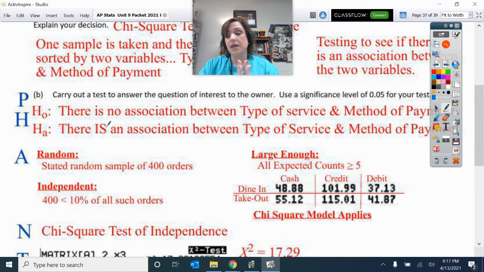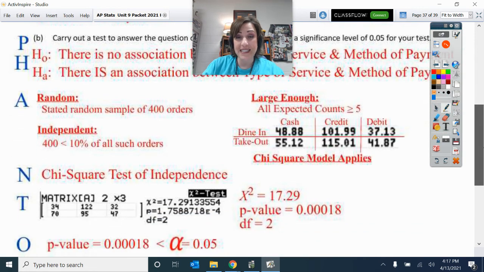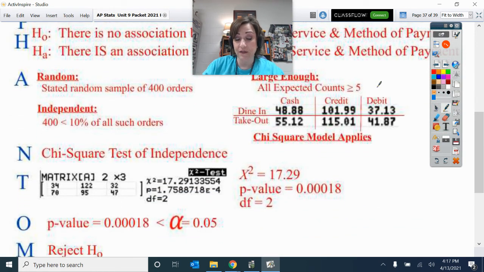All right, conditions. Random: we just have one sample to deal with here. It's stated that it was 400 orders. Independent: it was a random selection, so I will do my 10% condition. 400 is less than 10% of all such orders. And large enough: showing that all the expected counts are greater than or equal to 5. I went and, because a chi-squared test of independence has multiple dimensions of data, I use a matrix instead of a list.